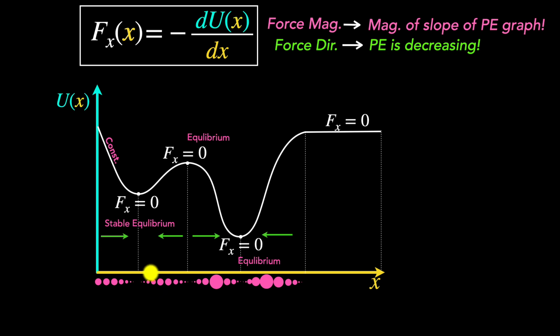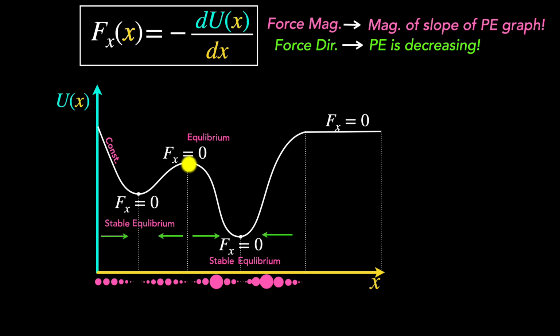If you nudge it a little bit, it'll tend to come back. The system drives it back to that equilibrium point. The same thing applies over here. Notice the force is driving the particle back to the equilibrium position. So this is also a stable equilibrium. But what about this point?